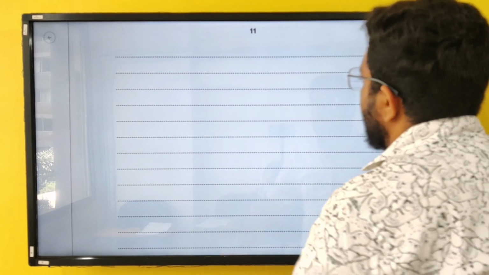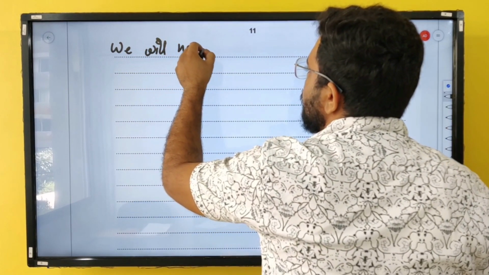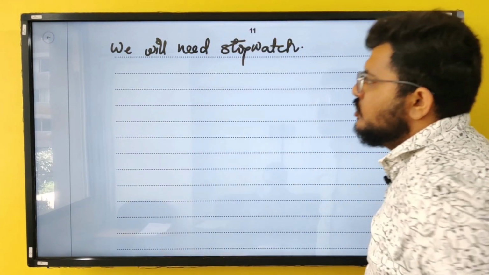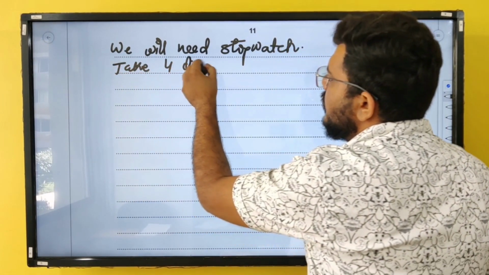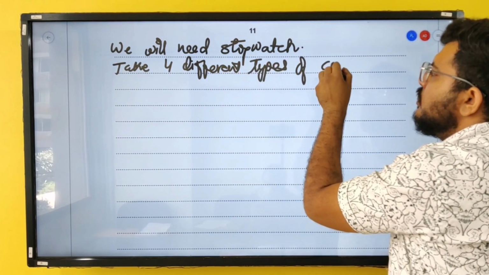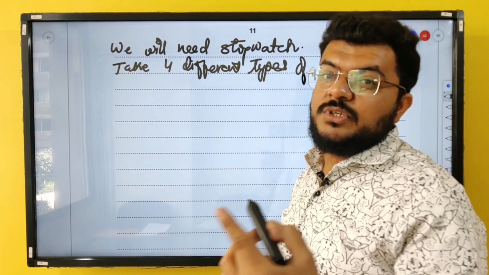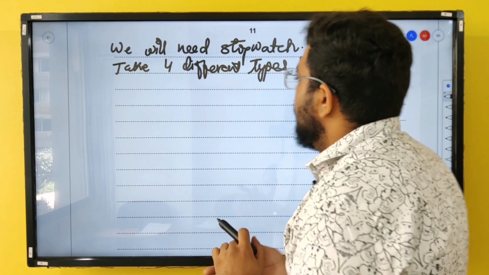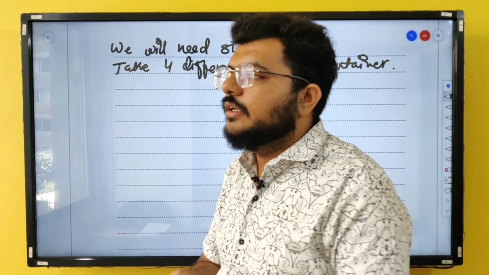So what shall we do? We will need a stopwatch. That is what you have to write. Take 4 different types of container. Now the next step is how to plan this experiment. So basically I'll take a container and add a fixed, equal amount of volume in each container.